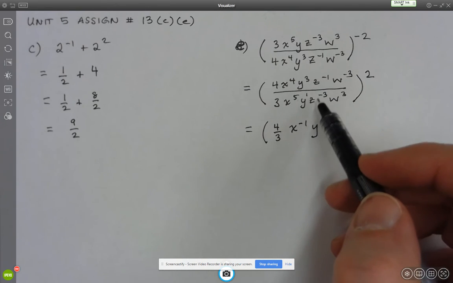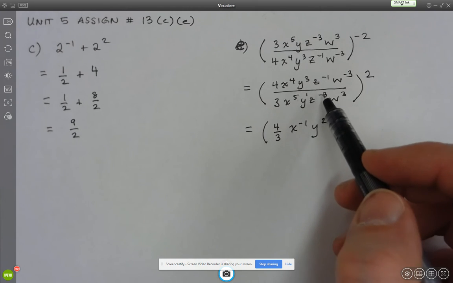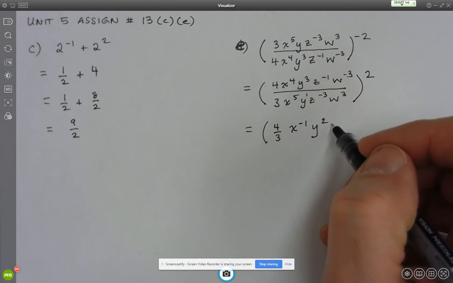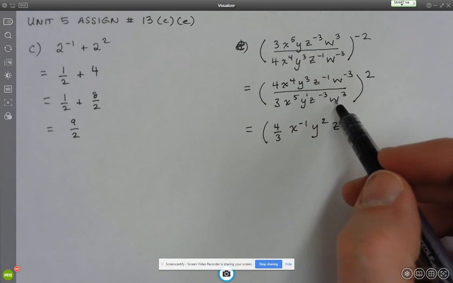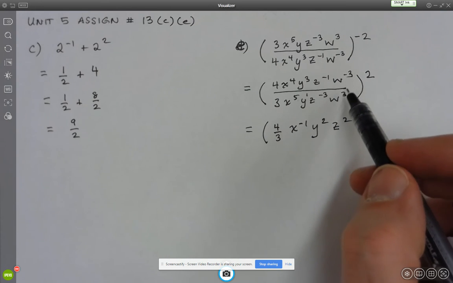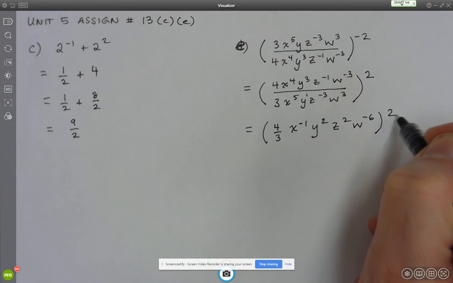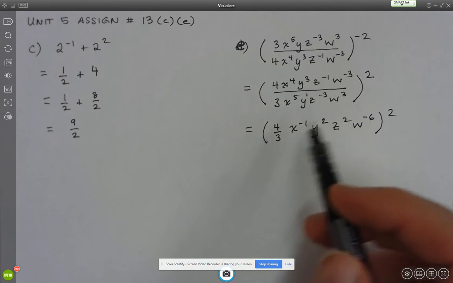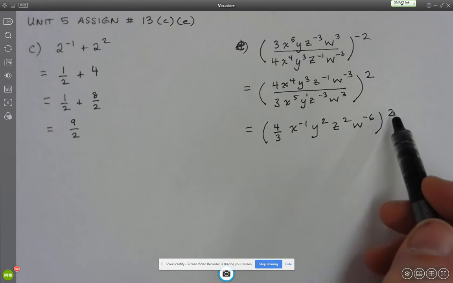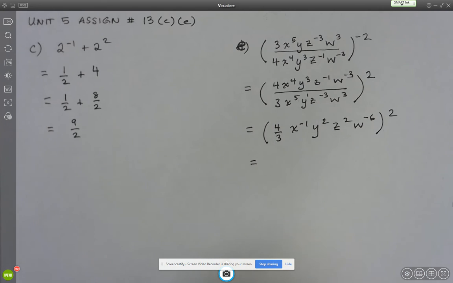Okay, z to the negative 1 over z to the negative 3. So it's negative 1 minus negative 3, which is the same as negative 1 plus 3. So that's going to be z squared. And then here, w to the negative 3 over w cubed, it's going to be negative 3 minus 3. So w to the negative 6. Okay, and all squared. Again, I can rewrite this in fraction form, or I could apply the exponent. I think either way would work just as easily.